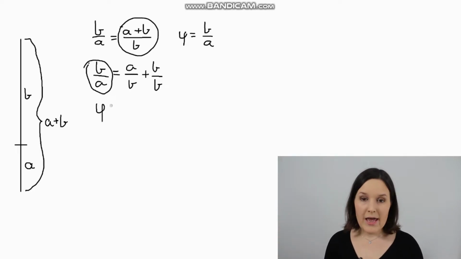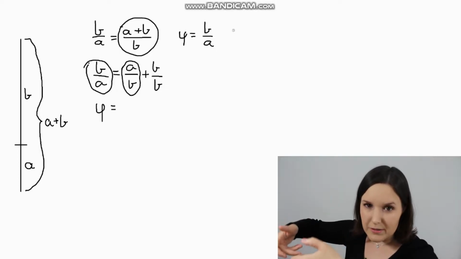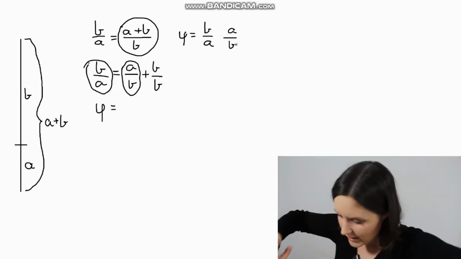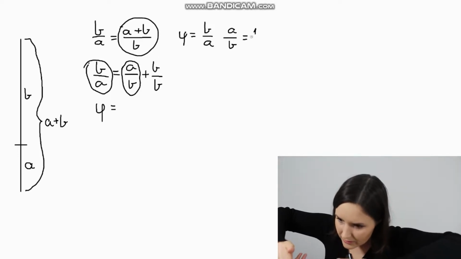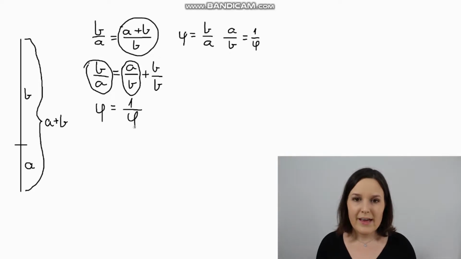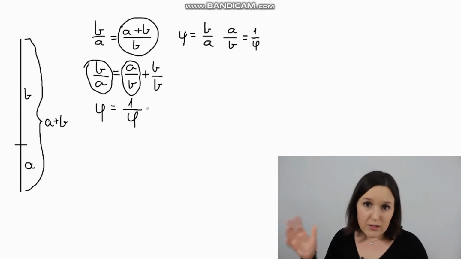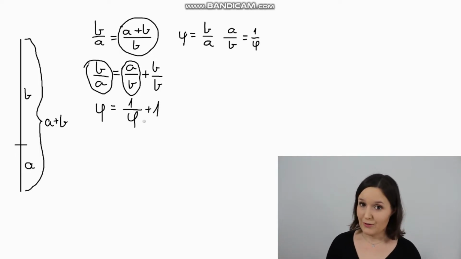I put it there. Now, A over B. Okay, so B over A is phi. A over B, I have to flip it. B over A is phi, so A over B is 1 over phi, the reciprocal. I have to spin it. Now, B over B is 1. So I have an equation which I will show you how to solve.